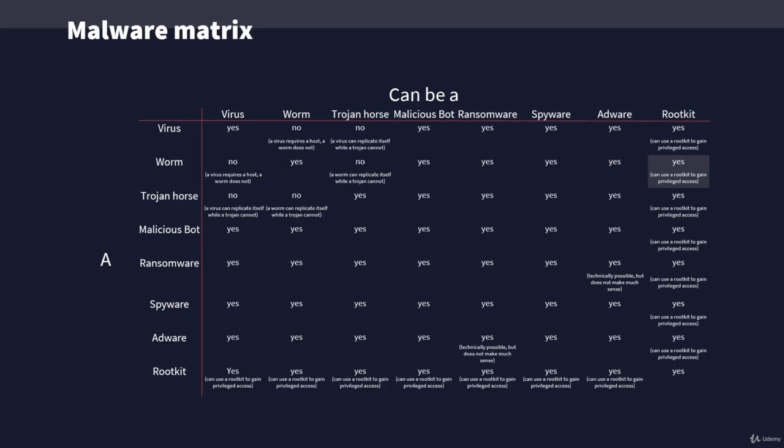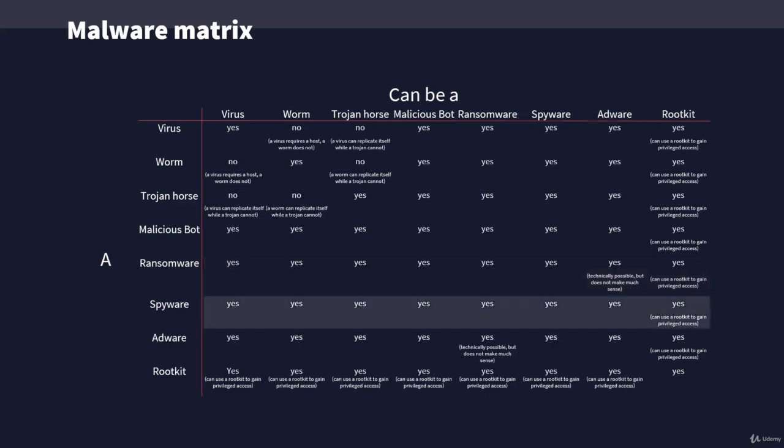After the worm, let's talk about Trojan. As we already mentioned, a Trojan cannot be a virus or a worm. But similarly to the worm and virus, it can be other types of malware such as bot, ransomware, spyware, adware, and rootkit. Next on the matrix, we have the malicious bot, which can also be any other type of malware. After that, we have ransomware, which similarly can be any other type of malware. One small note for ransomware. While technically possible, it does not make much sense for a ransomware to also be an adware.